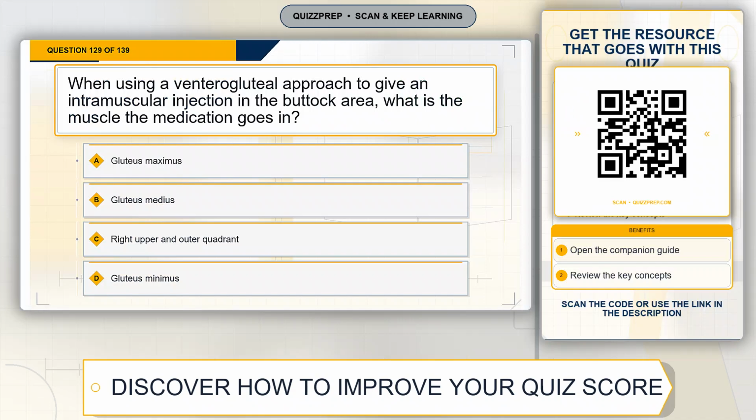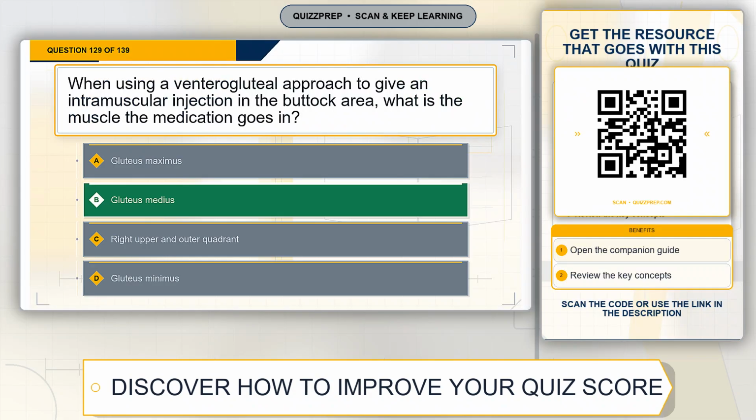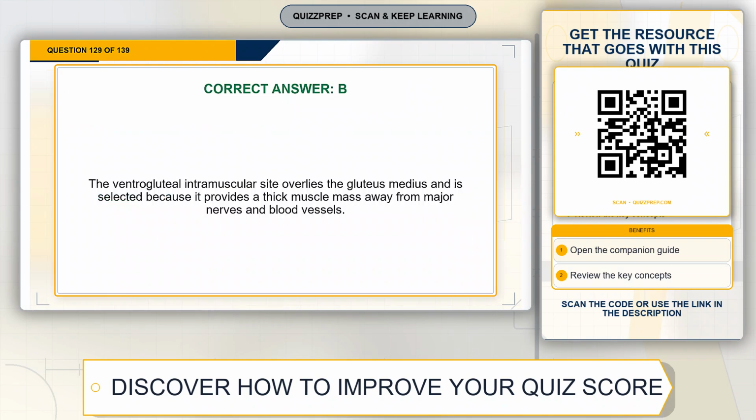Question 129. When using a ventrogluteal approach to give an intramuscular injection in the buttock area, what is the muscle the medication goes in? Option A, gluteus maximus. Option B, gluteus medius. Option C, right upper and outer quadrant. Option D, gluteus minimus. The correct answer is option B, gluteus medius. Explanation. The ventrogluteal intramuscular site overlays the gluteus medius and is selected because it provides a thick muscle mass away from major nerves and blood vessels.